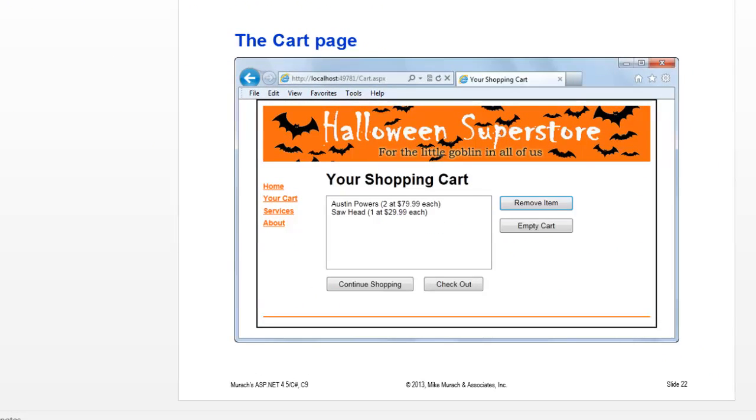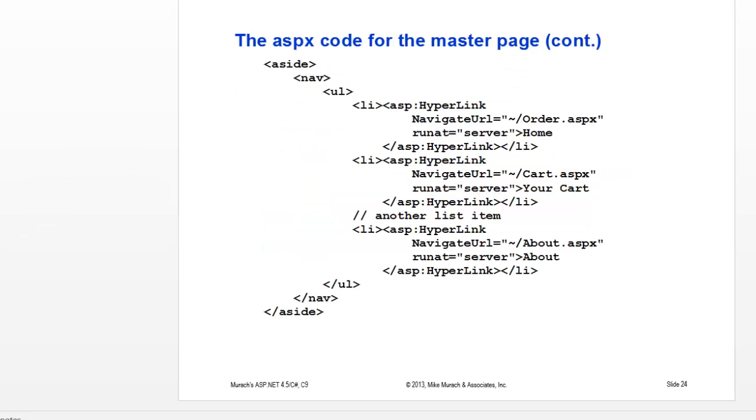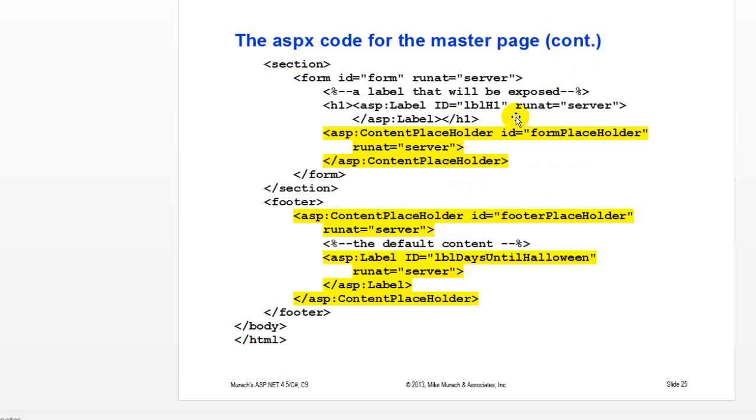So they show the order and the cart pages. We'll see those in action once we modify them. This is the ASPX code for the master page. We'll take a stronger look at that in just a moment, but they're showing you more information about the placeholders. This is the aside and the nav, the navigation bar that's off to the side. So we know that we're going to have navigation, and then some placeholders right here.